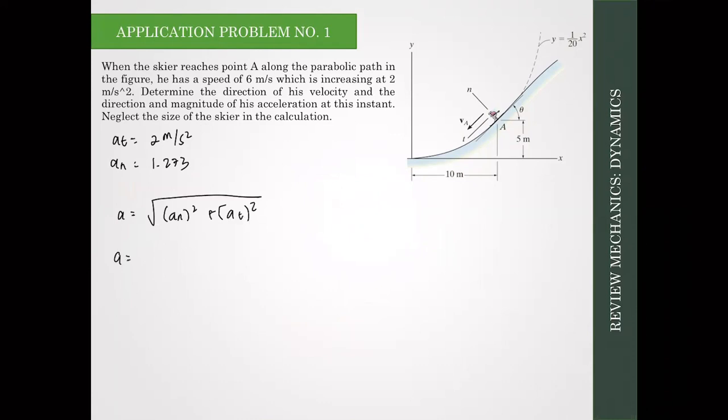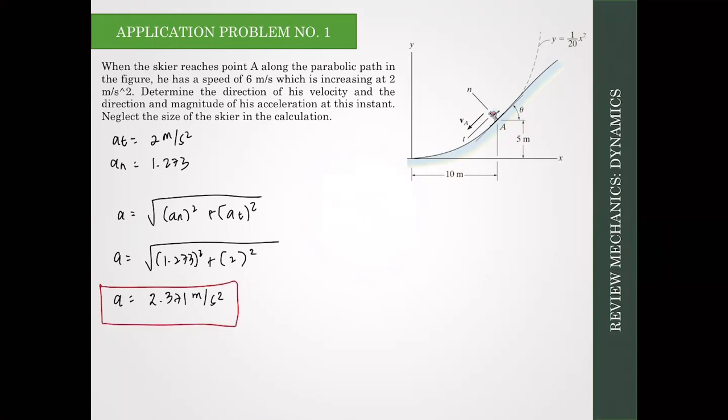So A is equal to the square root of 1.273 squared plus 2 squared. So that will be 2.371 meters per second squared. Okay? So that is our acceleration.